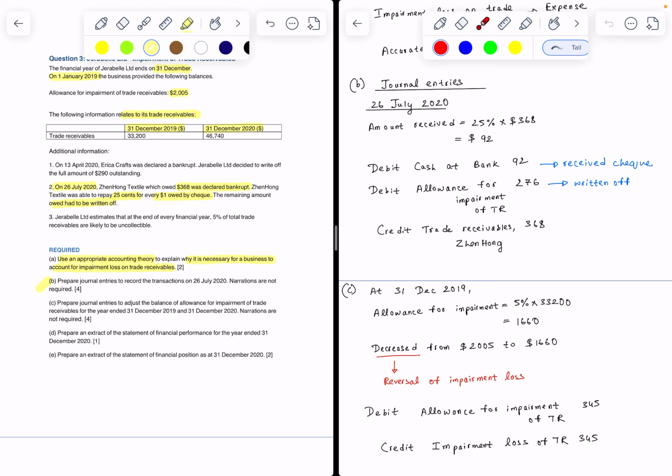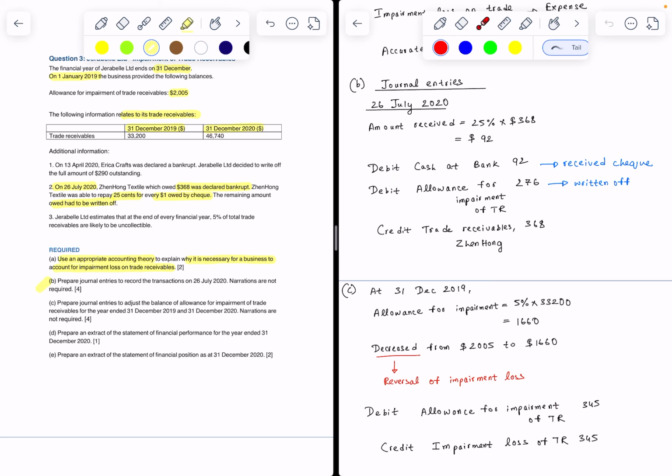So this allowance for impairment of trade receivables already had some amounts included due to these uncertainties. Now that we have got confirmation from Zenhong, we know that whatever credit balance was already stored there can now be reduced by the amount which we know that we are no longer going to recover, and that is $276. Therefore, the allowance for impairment of trade receivable needs to go down in value, and when it goes down in value, we debit it. Okay?